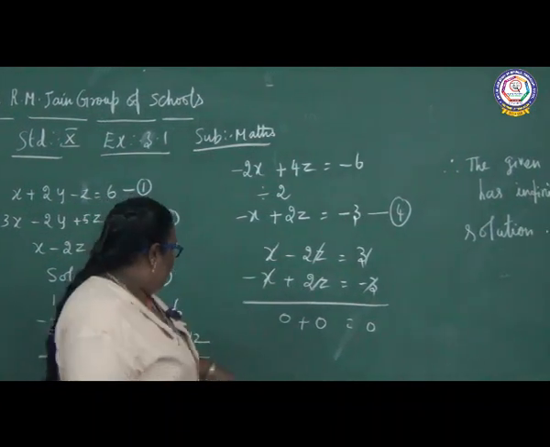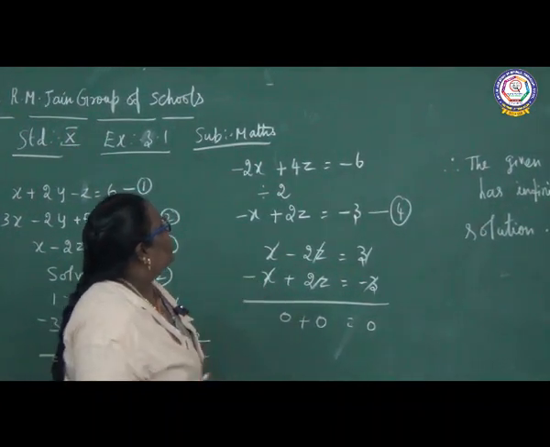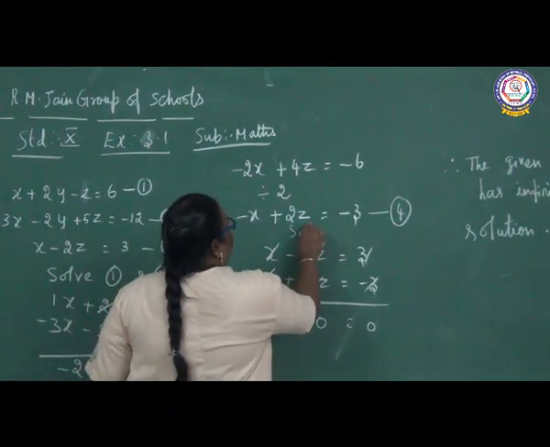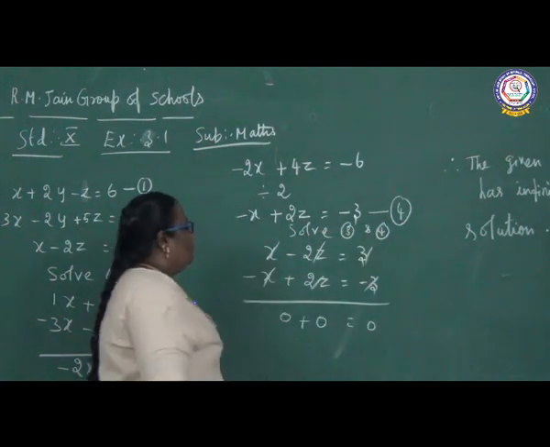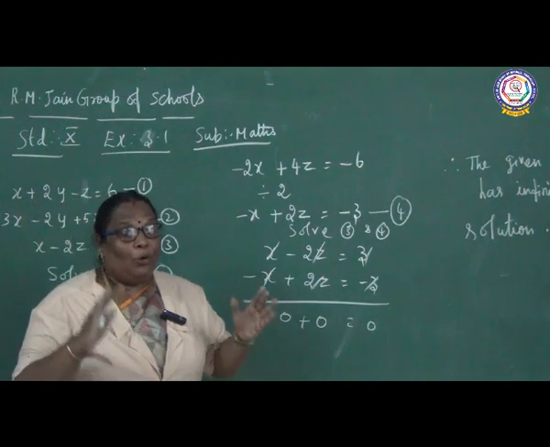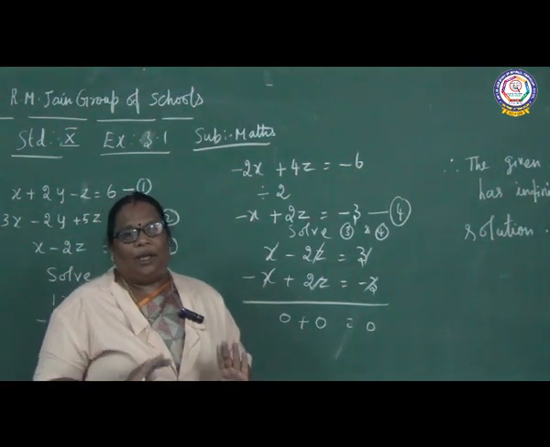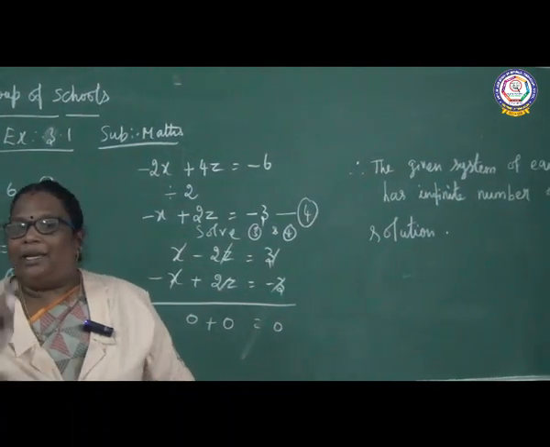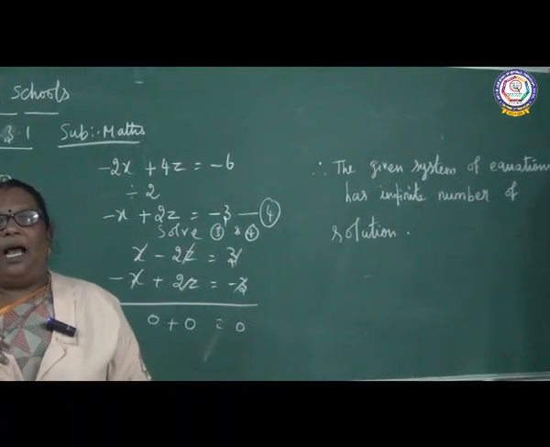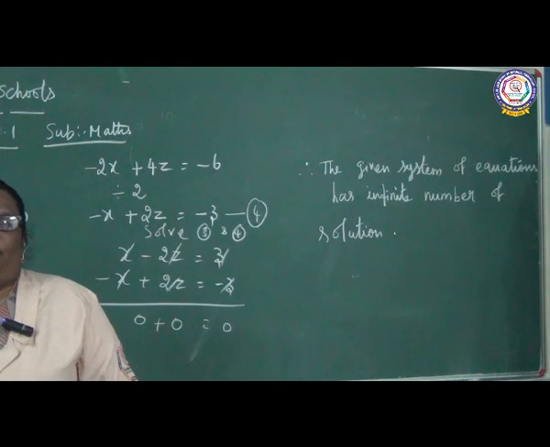Then I solve 3 and 4. I am getting a value with both sides equal. If I am getting both sides equal, it is nothing but the given system of equations has infinite number of solutions.